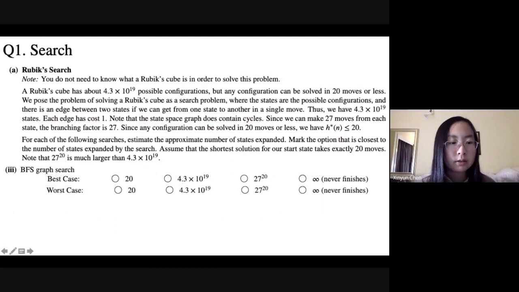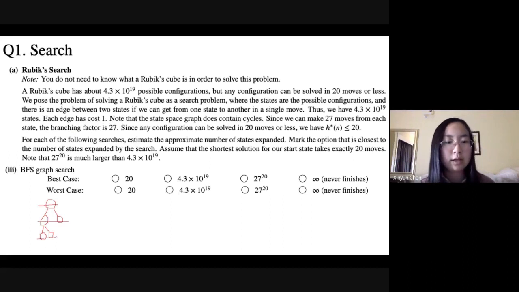Okay, then let's see what the results are for BFS. Recall that BFS search works by expanding, for each state, all the states that are one step after the start node, and after it explores all of them, it continues to explore the nodes in the next level. So it will only proceed to the next level after it finishes exploring all the states in the current level.